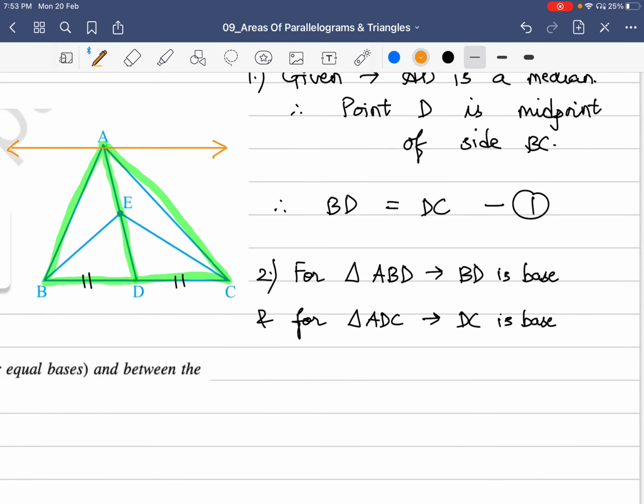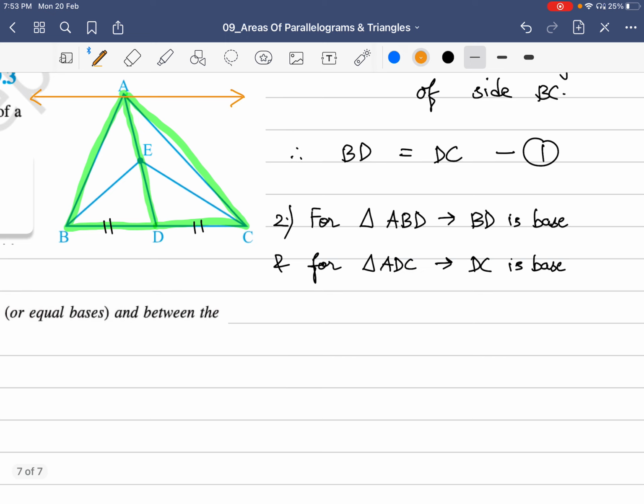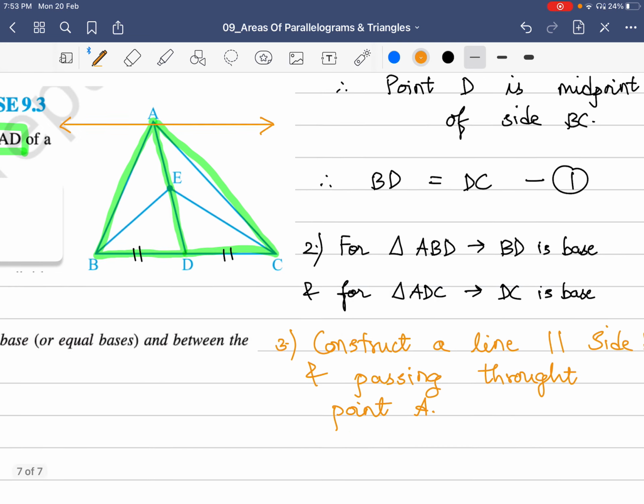So let's come here. And now I'm going to write here point number 3. Point number 3, construct a line parallel to side BC and passing through point A. Okay, so we have done this construction.